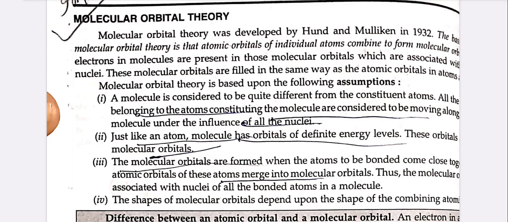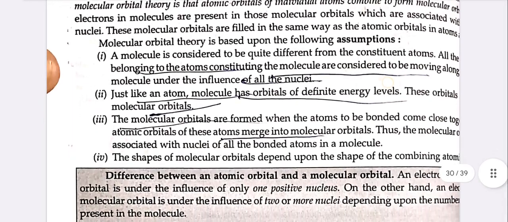The molecular orbitals are formed when the atoms to be bonded come closer together. Atomic orbitals of these atoms merge into molecular orbitals. Thus, the molecular orbitals are associated with the nuclei of all the bonded atoms in a molecule. The shapes of the molecular orbitals depend upon the shape of the combining atomic orbitals.